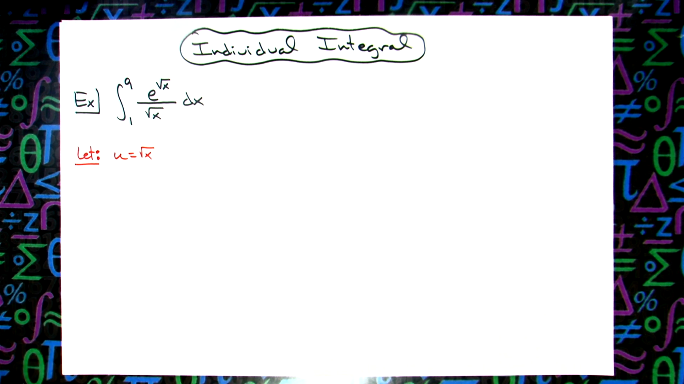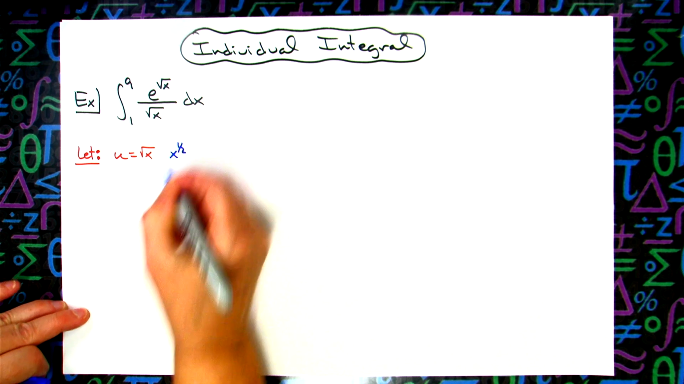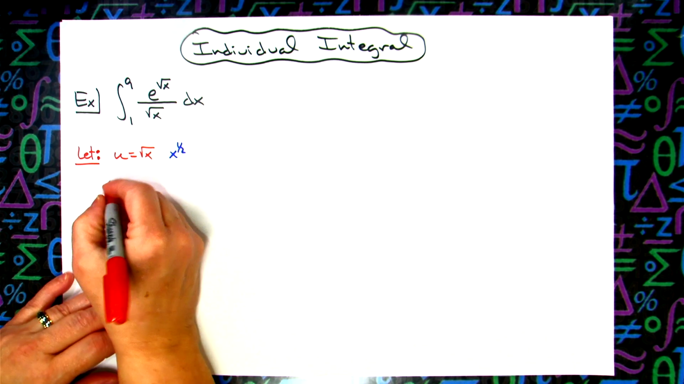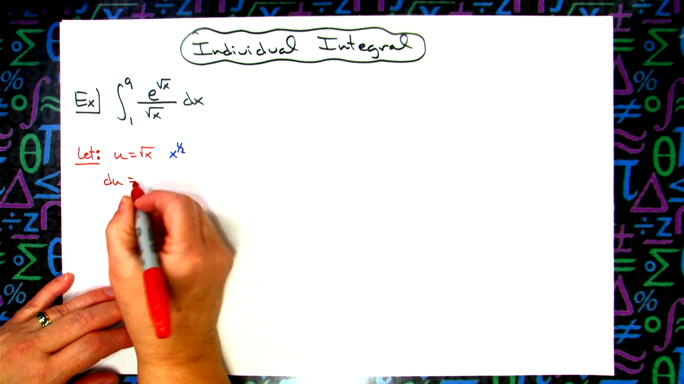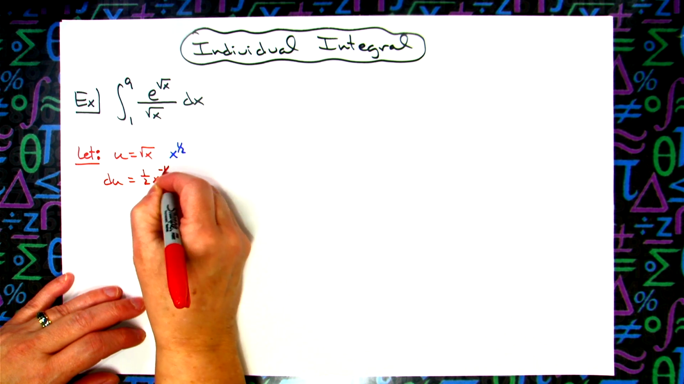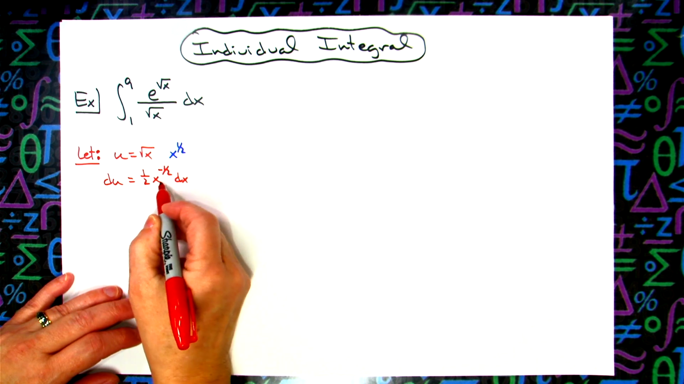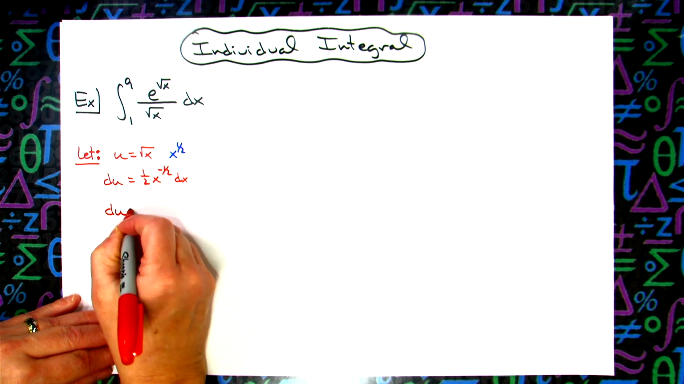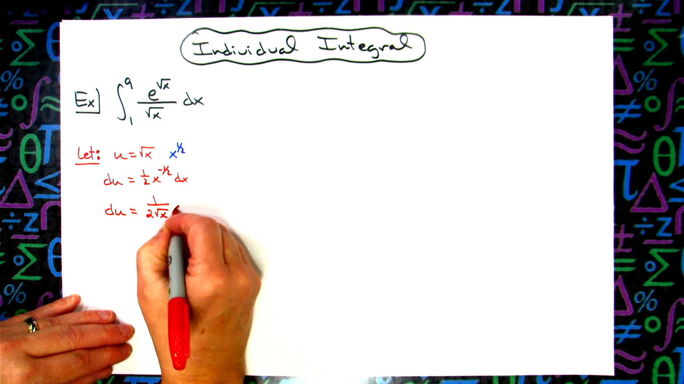Now, I'm going to want to think of that as an x to the 1/2 power. It's going to be easier when I take the derivative. So I'm going to take the derivative of both sides. We'll have a du is equal to, taking the derivative there, a 1/2 x to the negative 1/2, and then dx. All right, I'm going to go ahead and move this to the bottom and turn it into a square root. So we'll have a du is equal to 1 over 2 square root of x dx.